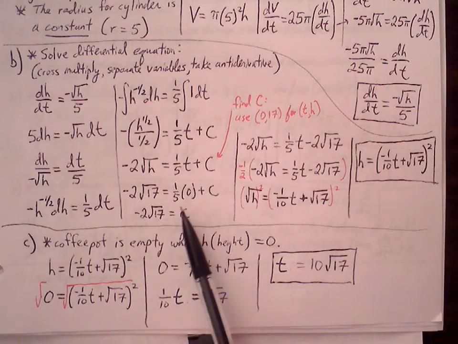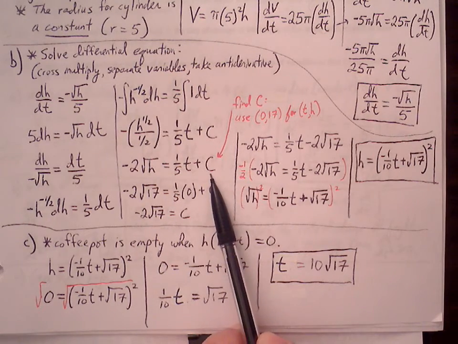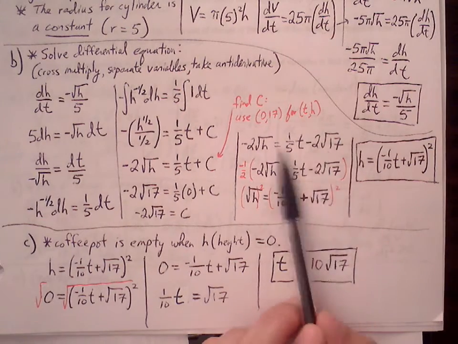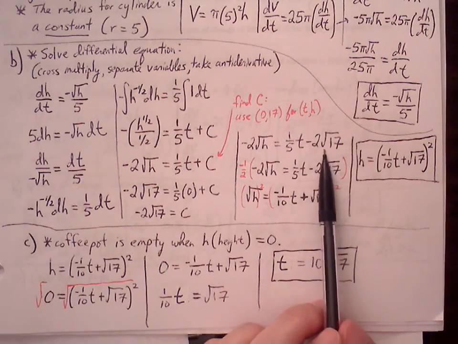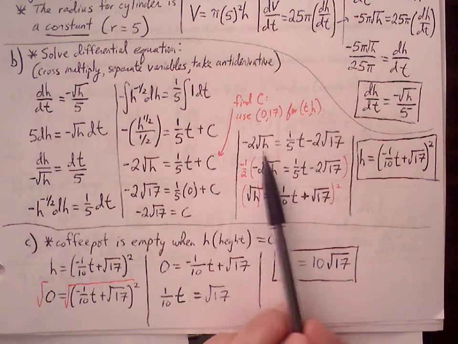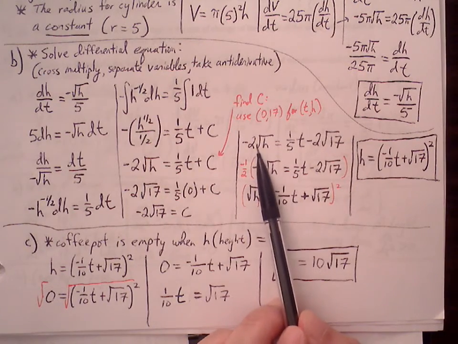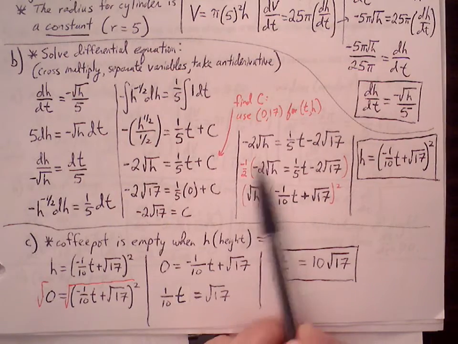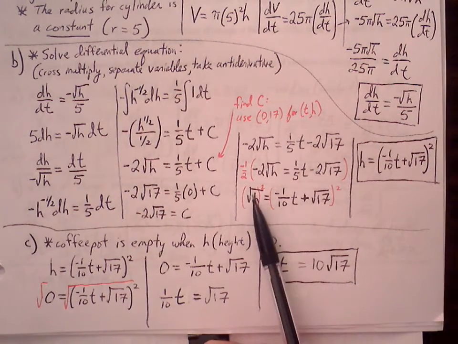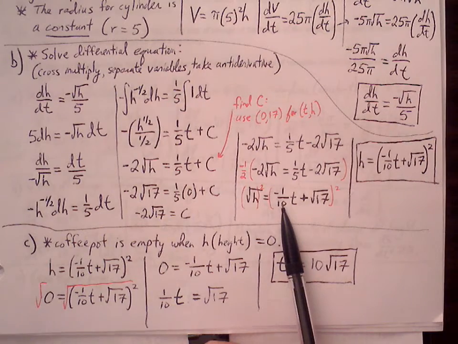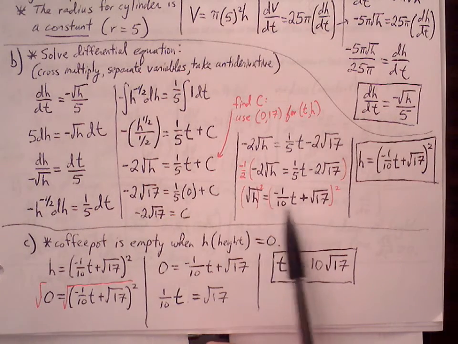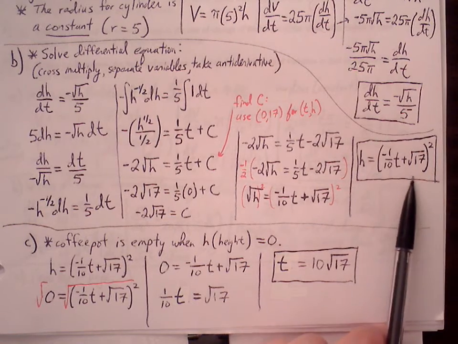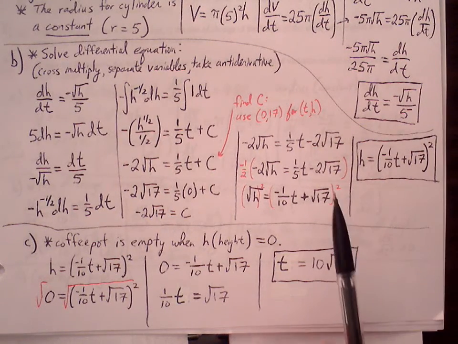Now I'll put that value in for c. We've found the antiderivative and we have our c value solved. Now we just have to get h by itself. I'm going to divide both sides by negative 2, which is the same as multiplying by negative 1/2. Distribute the negative 1/2 through, and we get root h equals negative 1/10 t plus root 17. We square both sides, and we get h equals the quantity negative 1/10 t plus root 17, squared.